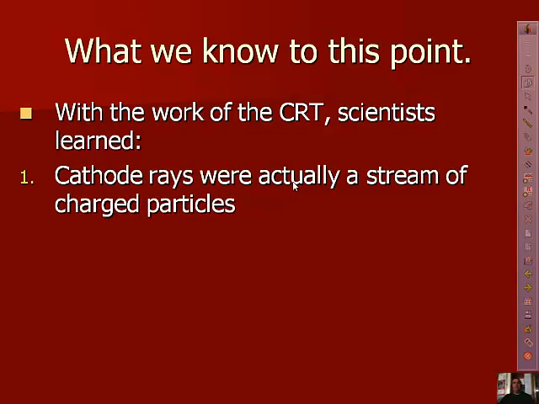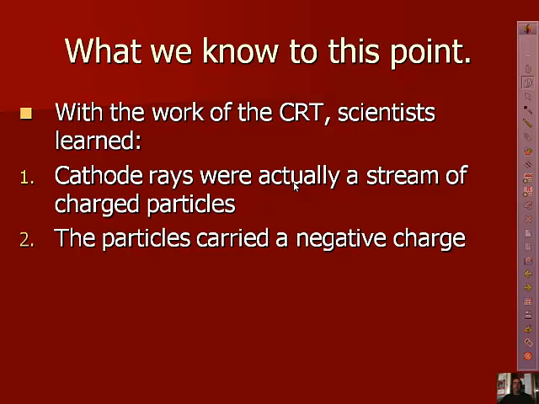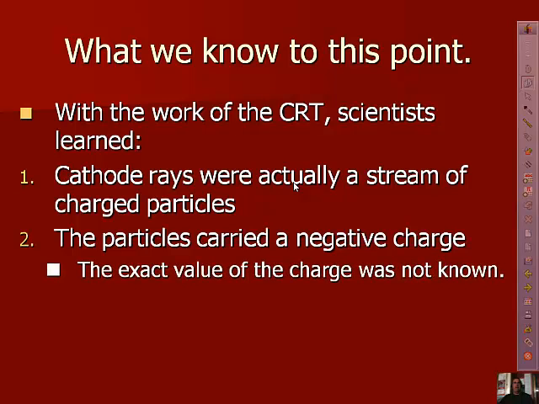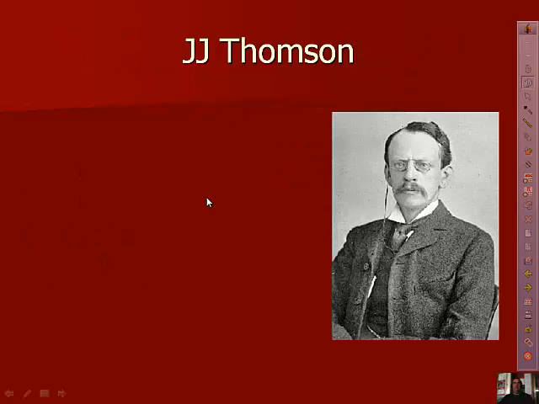With the work of this cathode ray tube, scientists learned a couple of things. Number one, cathode rays were actually a stream of charged particles. Because it was a stream of charged particles, that's what was going to allow scientists to start looking at different charges associated with an atom. And also, because they started at that cathode end, they had a negative charge. So the particles were charged particles, but that ray itself was going to be negatively charged. The exact value of that negative charge right now is not known.